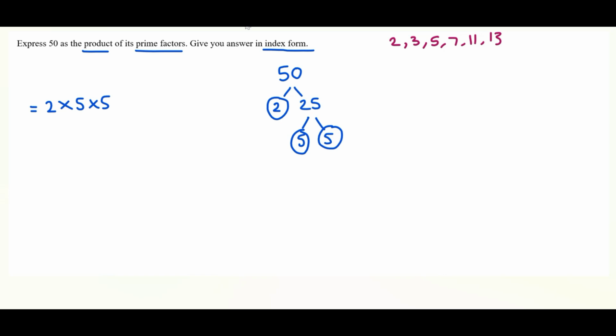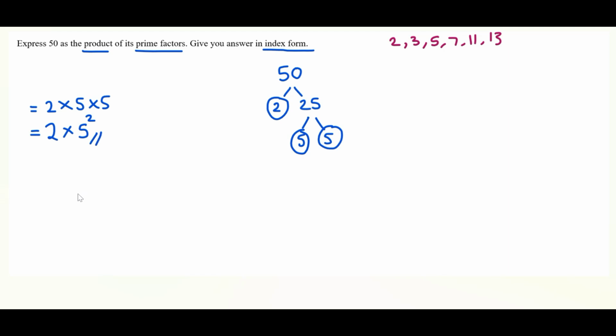Now the question states to give our answer in index form. So once we have our list of prime factors, if there is a number on here which is shown more than once, we need to write it in index form. 2 is only shown once, so we leave this as is. 5 is given twice, so instead of writing 5 times 5, we will write 5 to the power of 2. And that is our final answer.